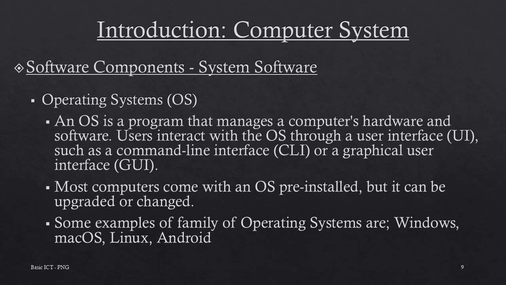Let's look at another system software called the operating system, or the OS. An OS is a program that manages a computer's hardware and software. Users interact with the OS through a user interface, or UI, such as a command line interface or a graphical user interface, or GUI. Now, OS is the first program that loads when a computer starts, and it runs indefinitely until the computer is turned off. Most computers come with an OS pre-installed, but it can be upgraded or changed.